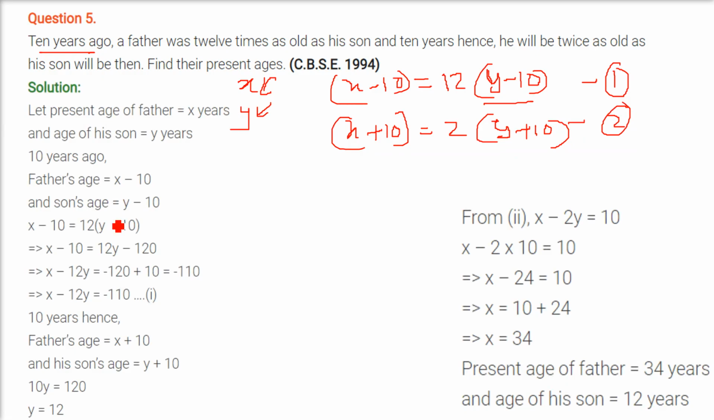When we resolve it, first equation will be x minus 12y equal to minus 110. Second equation will be x minus 2y equal to 10. You know how to solve these two equations. x will be 34, y will be 12. So the present age of father is 34. Age of his son will be 12 years.